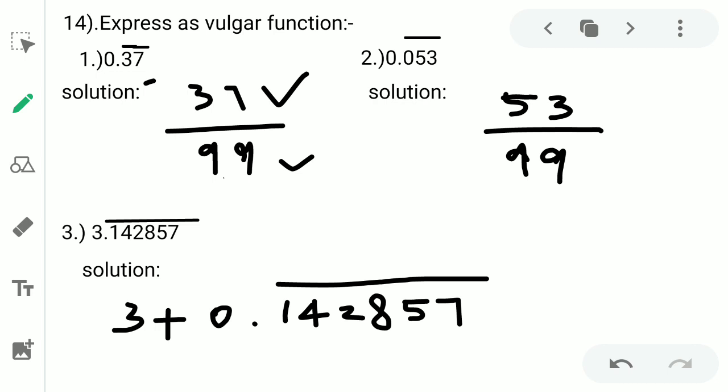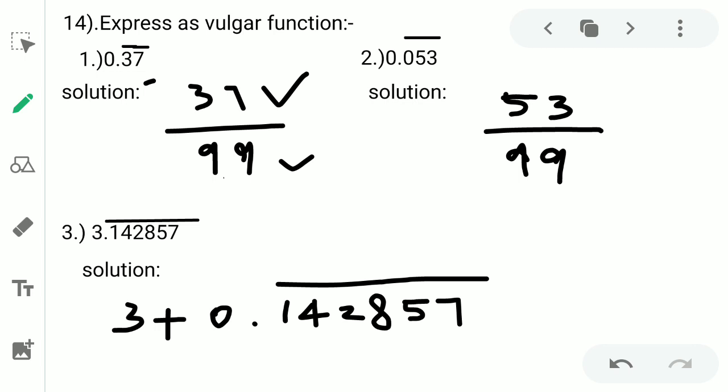And second question, 0.053, recurring digit is 053. So I am dividing 53. I already said don't consider the zeros. You have to divide 53. After the point you have only 2 digits, so I am dividing 53 by 99. Don't consider the zeros.